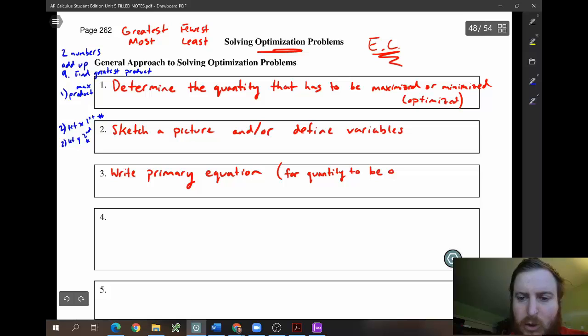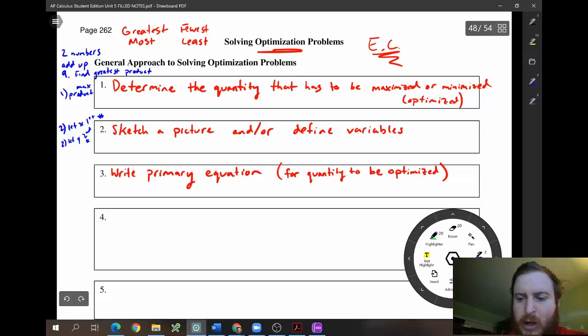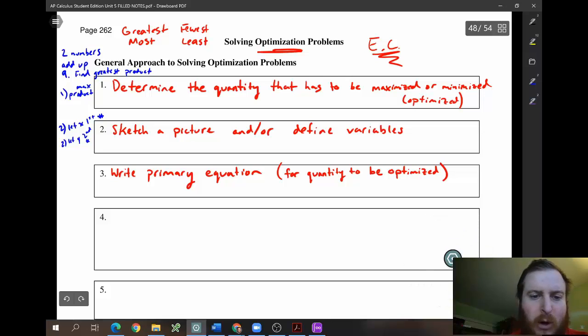So even though I told you in this example that we have 2 numbers that add up to 9, we're not going to be worrying about the adding up to 9 right now. We're going to be worrying about the product. So what's an equation for a product would be, in this case, x times y. So our product is equal to x times y.